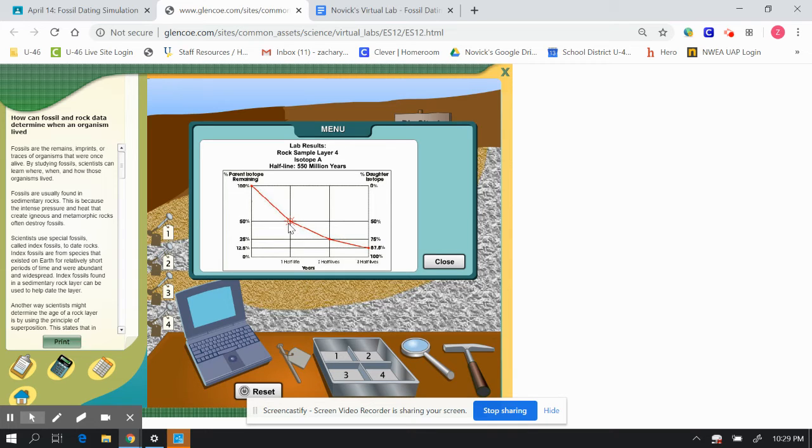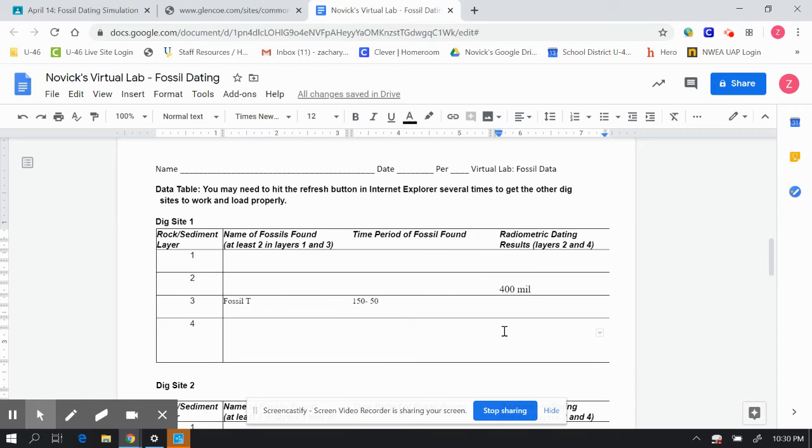It's possible, students, that this flashing dot could have landed at two half-lives, and then we would have had to go 550 million times two, or it could have gone to three half-lives, and then we would have had to go 550 million years times three. But this specific data point says that we have one half-life of 550 million years in layer 4. Thus, we make the note in layer 4 of 550 million years.